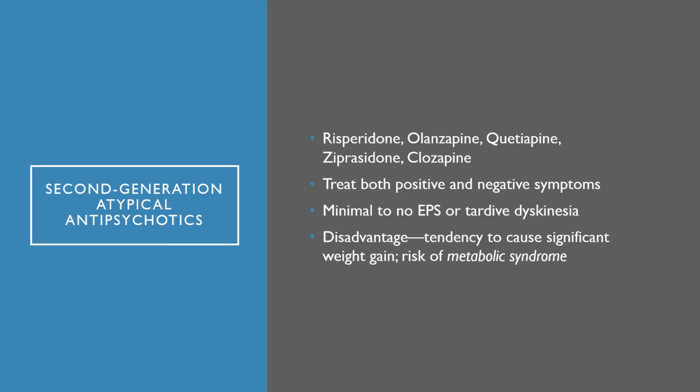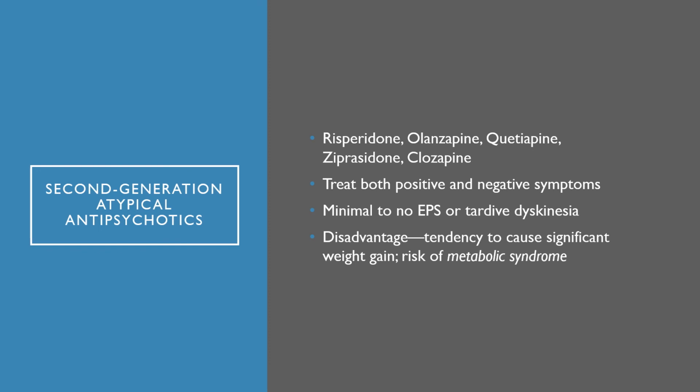Some of the second generation atypical antipsychotics are risperidone, olanzapine. You see them written there. These are often chosen as the first line antipsychotics because they are equally effective for both positive and negative symptoms. There's minimal to no extrapyramidal side effects or tardive dyskinesia.